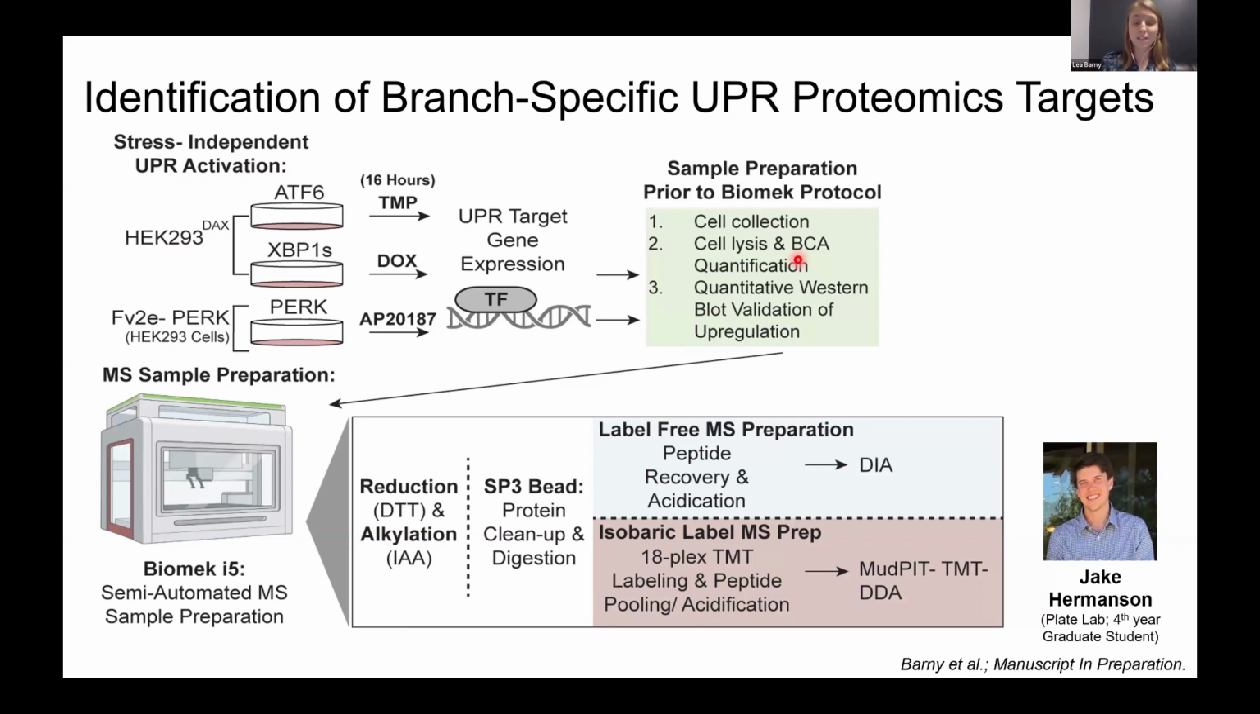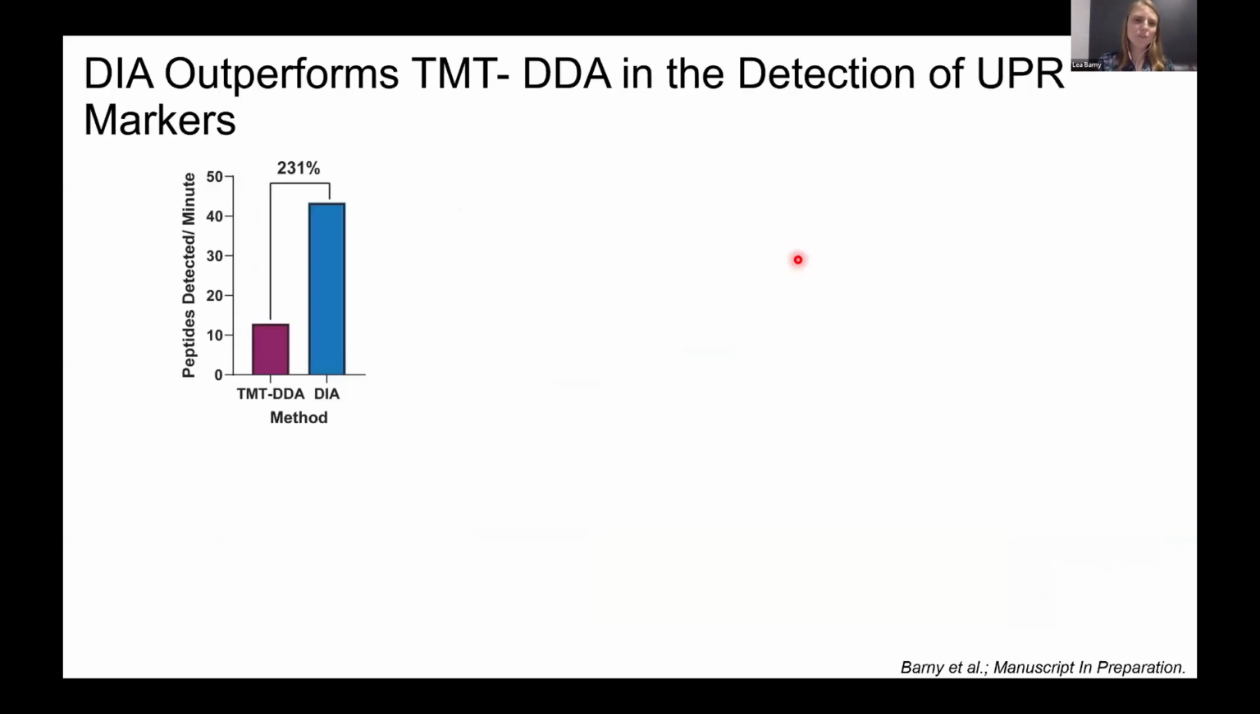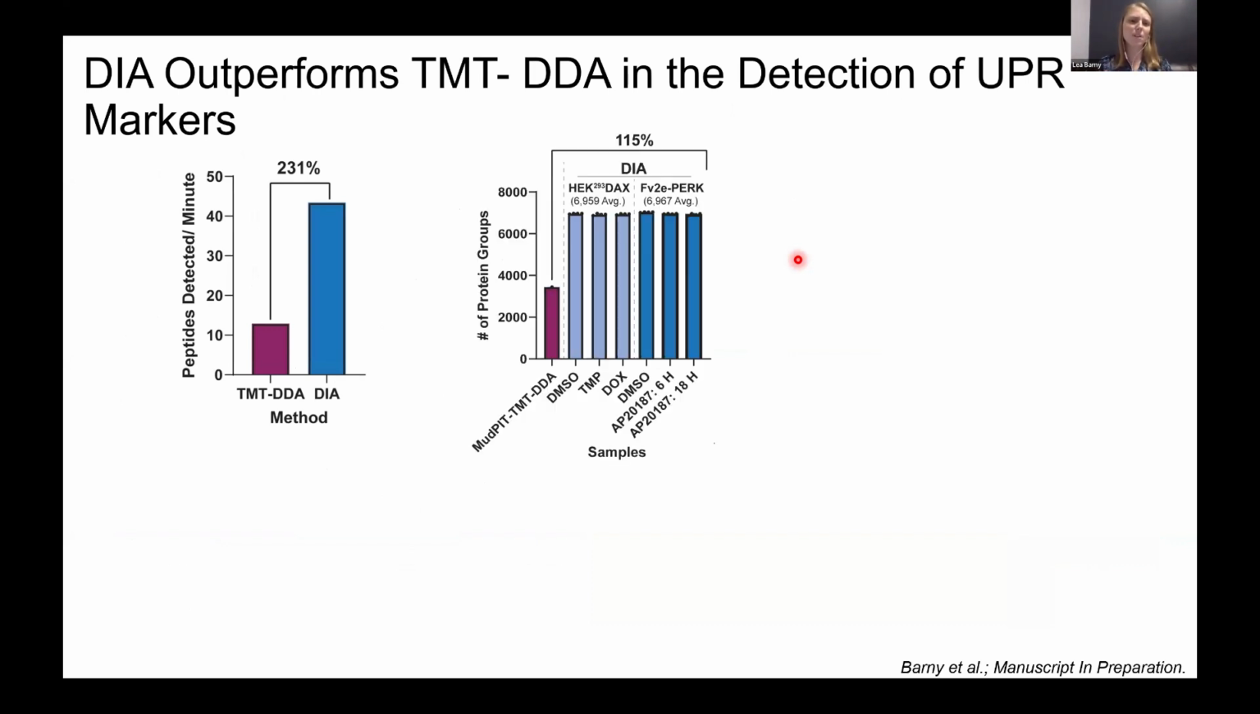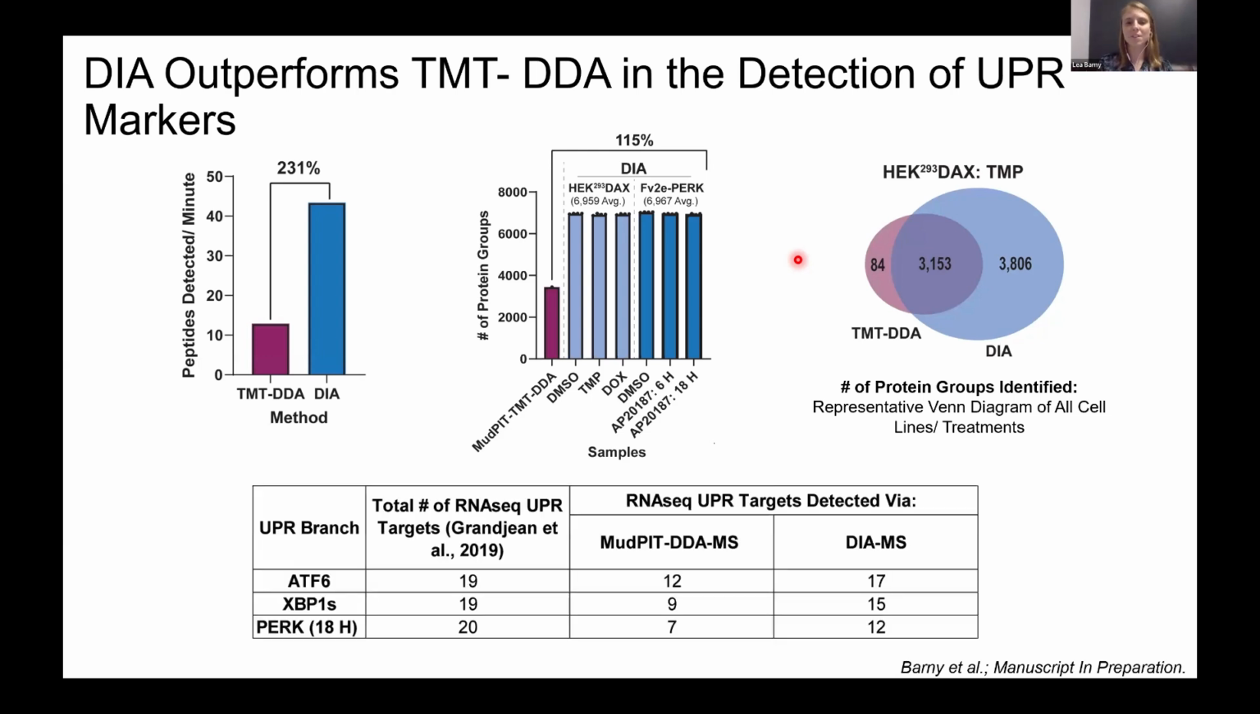These samples that were specifically generated using the engineered stable cell lines underwent data-independent acquisition analysis and also tandem mass tag data-dependent acquisition analysis. Looking at the difference between these two methods in the detection of UPR activation, we see that DIA is able to detect more peptides per minute. This results in a greater number of protein groups being identified. And there's a high degree of overlap between the methods, however, which makes this very effective for studying the UPR.